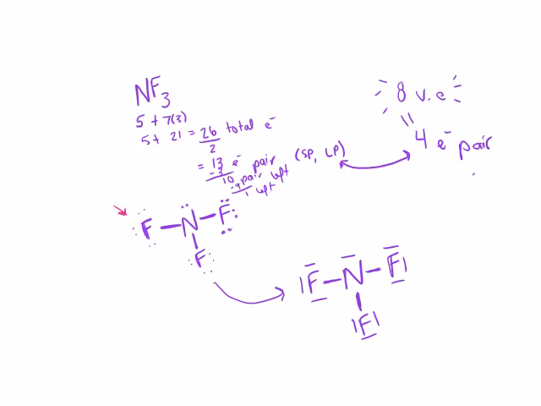So this fluorine here has 1, 2, 3, 4 pairs, it's happy. This fluorine here has 1, 2, 3, 4 pairs, it's happy. This fluorine here has 1, 2, 3, 4 pairs, it's happy. 1, 2, 3, 4 pairs on my nitrogen, it's happy too.